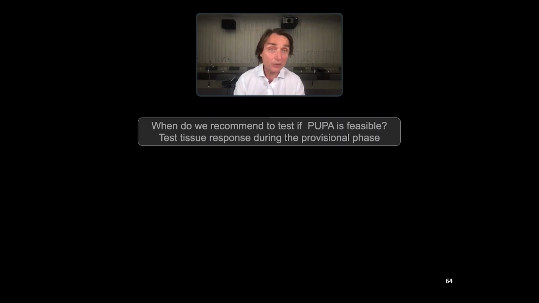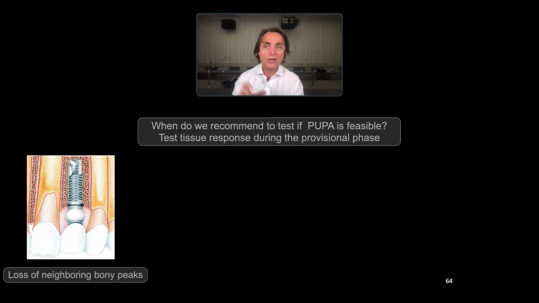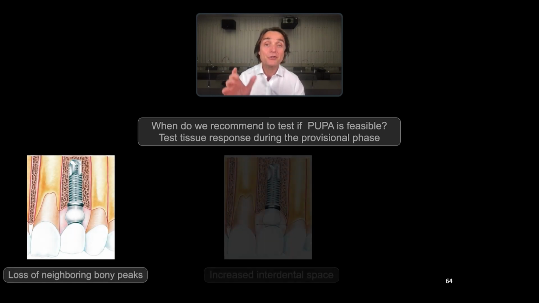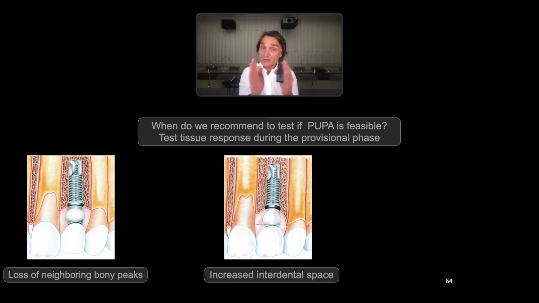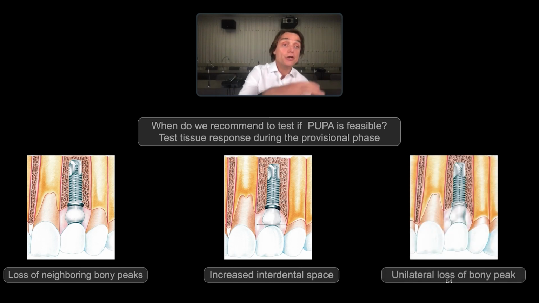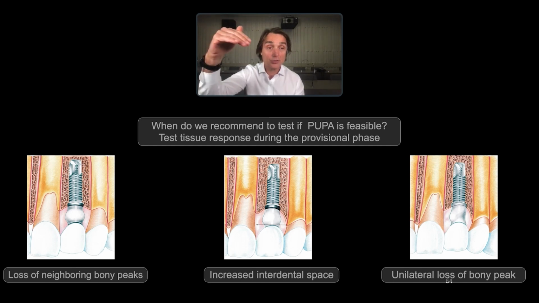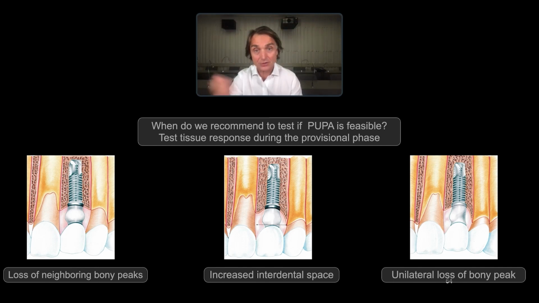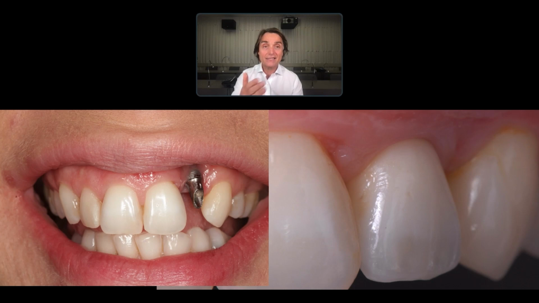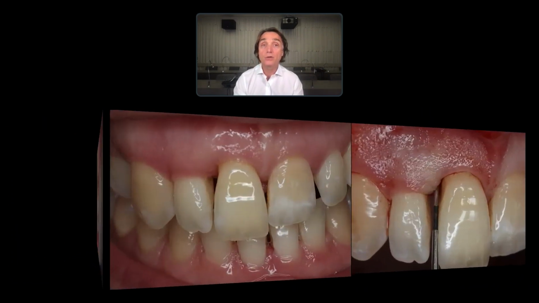So where do we recommend the PUPA? Recommend the PUPA if there is a loss of neighboring bony peak, but you need space. Or sometimes you have increased space. When you have increased space, even with bony peaks, you may try to use the PUPA. And then also you can do a unilateral loss of bony peak. If there's unilateral loss of bony peak, then you can do a unilateral PUPA. Like this patient had a unilateral PUPA. You can see here there was an implant there. We had to remove it, reconstructed the bone, the soft tissue, and the papilla with a PUPA also.